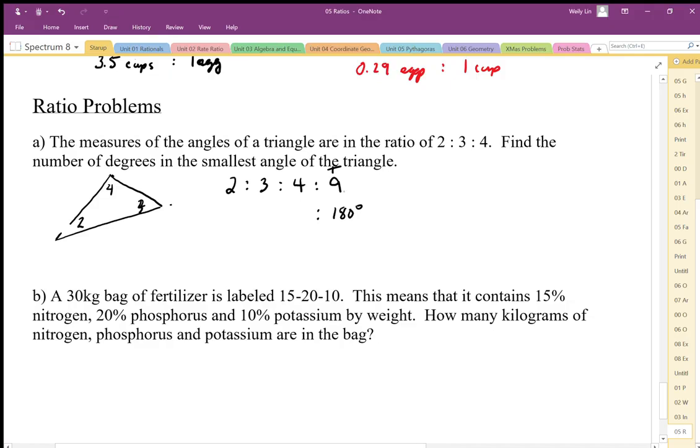And since I now have a connection between these two, I now can find a multiplier here. Okay, so once I have compared two terms of the ratio, the other terms can be compared with that same multiplier. So my multiplier here becomes times by 20. So what ends up happening then is I can just use that same multiplier to solve my problem. In fact, let's find the unit rate since we're doing unit rates. I'm going to do 180 degrees divided by 9 parts gives me 20 degrees per part.